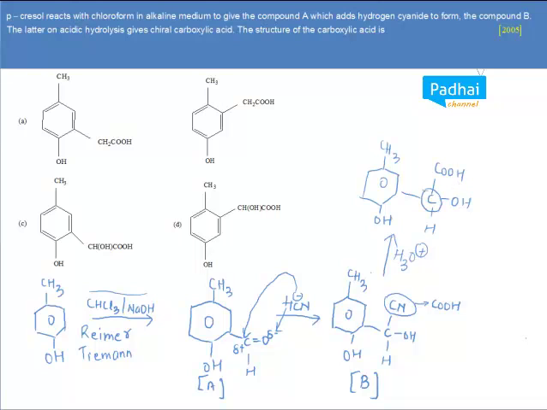Now this carbon is what? Chiral, because it has all the four groups different. That means this is the correct option, the correct answer. So that means the correct answer is C, right? So this was a relatively good question as compared to the other questions we have seen. This was a relatively better question, right?